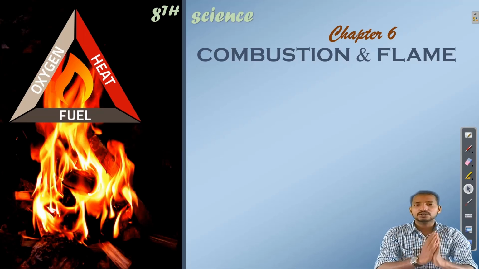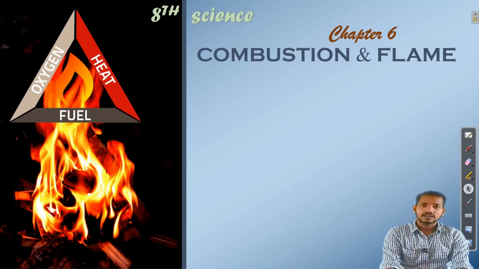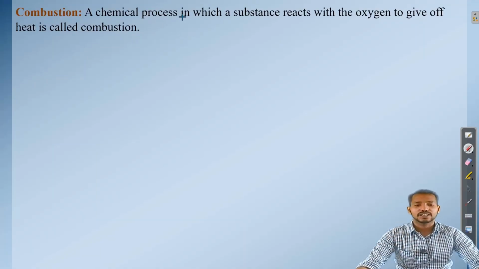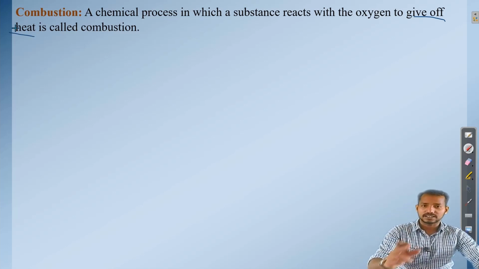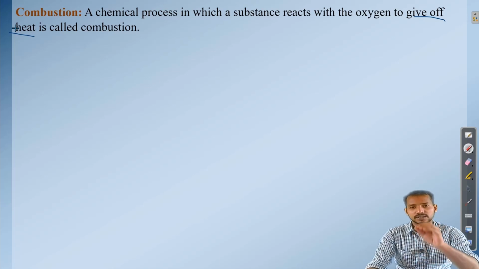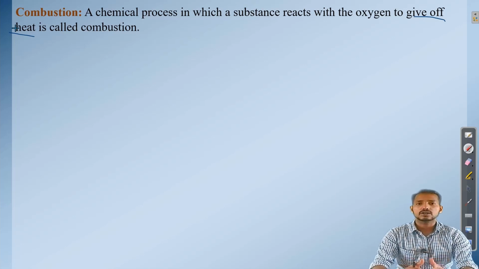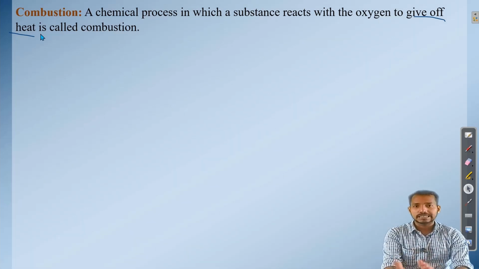So here we are going to generalize the chemical reaction of any substance with oxygen. It can be metal, non-metal, any kind of material, no matter. A chemical reaction or chemical process in which a substance reacts with oxygen to give off heat is called combustion. We already observed that the burning of magnesium produces heat as well as light, but not necessarily always light. So burning or combustion can be called by both names.